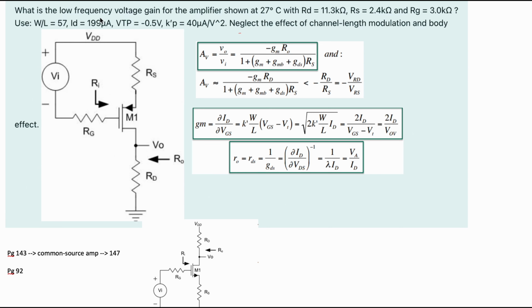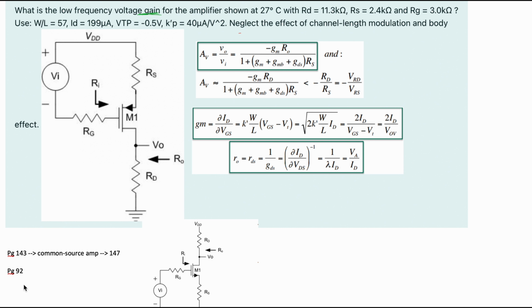This is the low frequency gain for our amplifier shown here. To do this, we have a lot of notes here, but if we look at page 143, we can find out that this is a common source amplifier. And that's going to take us to page 147, where we actually get these notes right here.